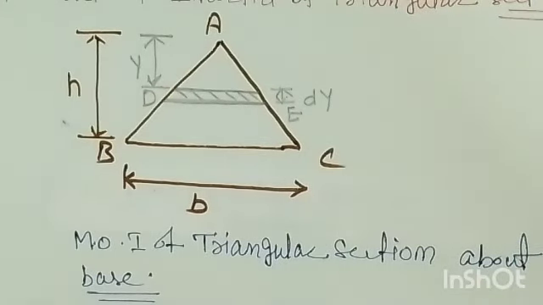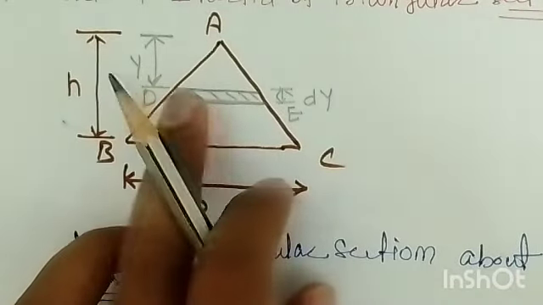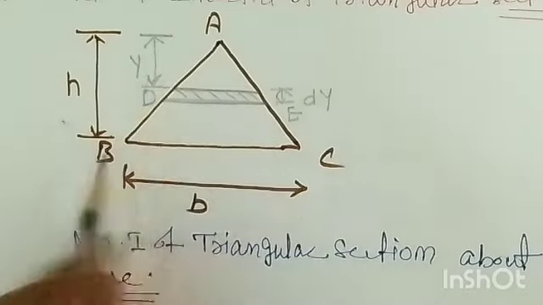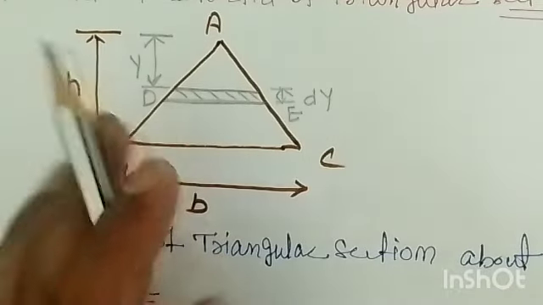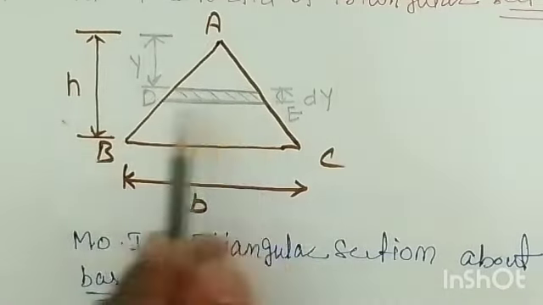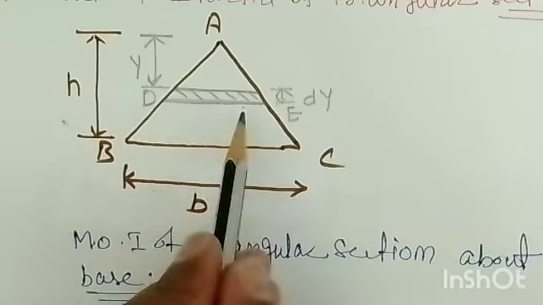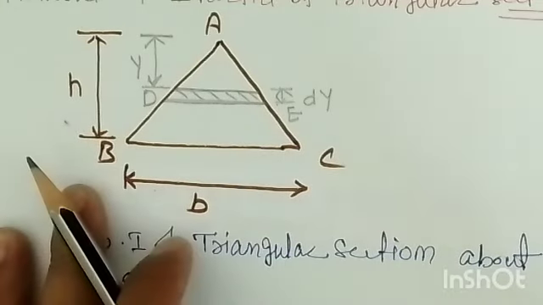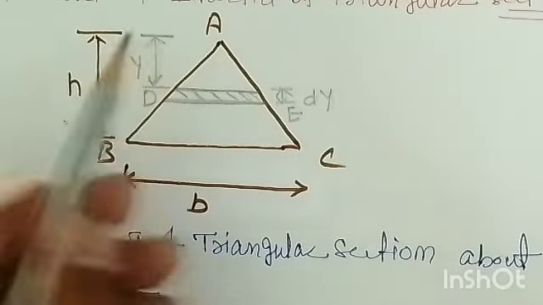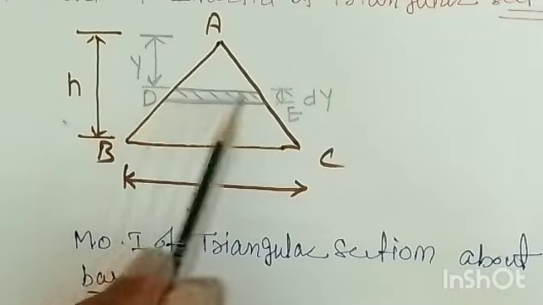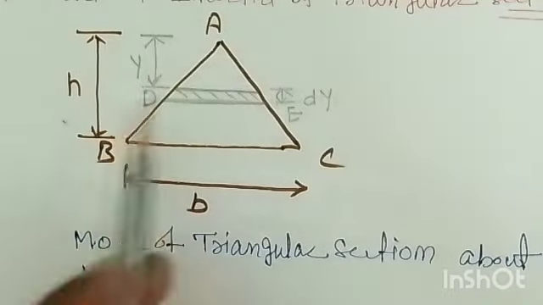As we are going to find the moment of inertia of the elemental strip, first we have to find the area of the strip. This strip is like a rectangle, and the area of a rectangle is width into dy. The width of the strip is DE and the thickness is dy. DE we don't know, so to find DE we need to use the law of similar triangles. You can see the two similar triangles ADE and ABC, so the similarity rule will apply. Let's start that.